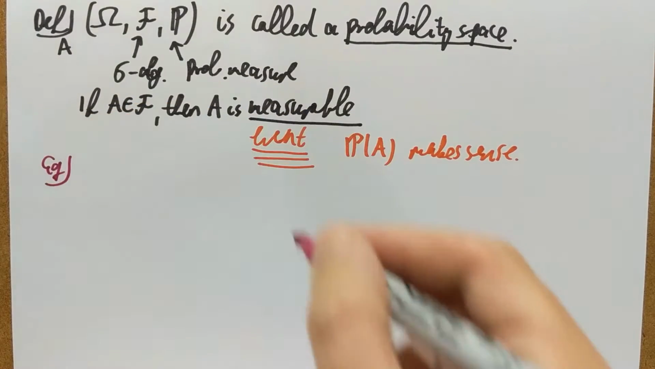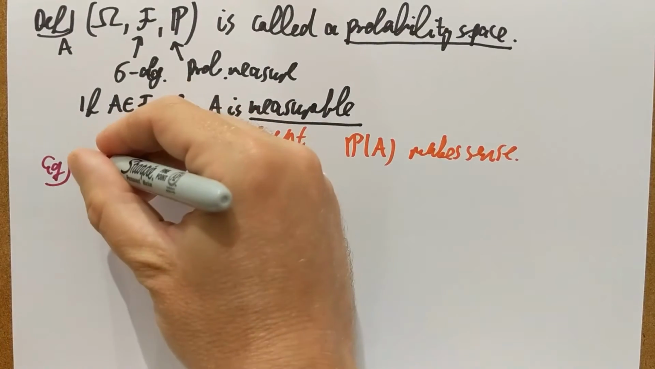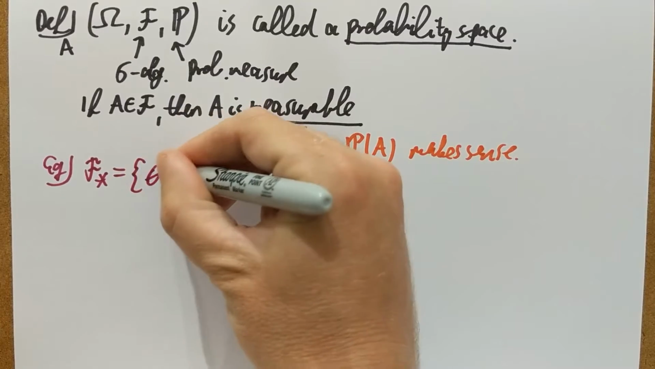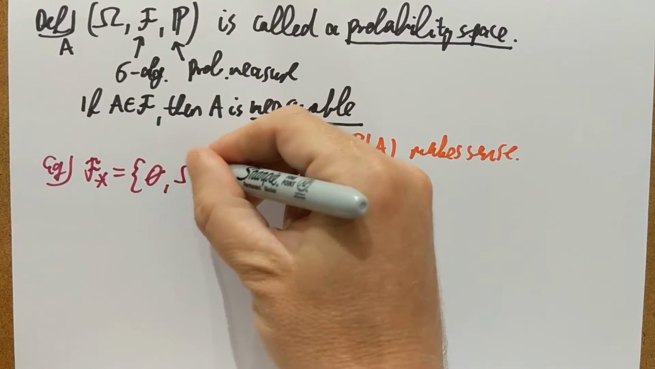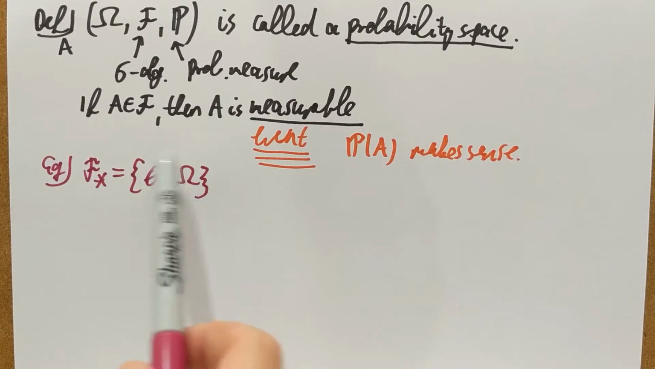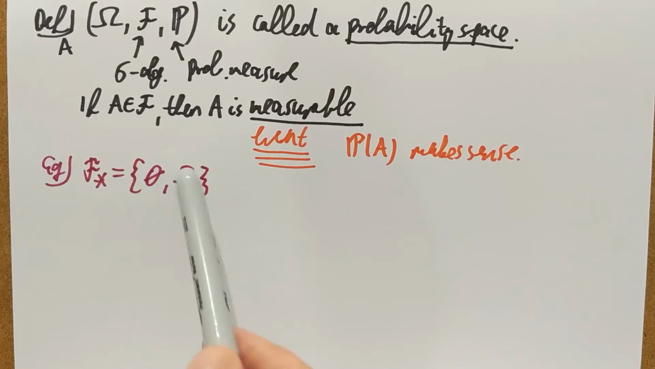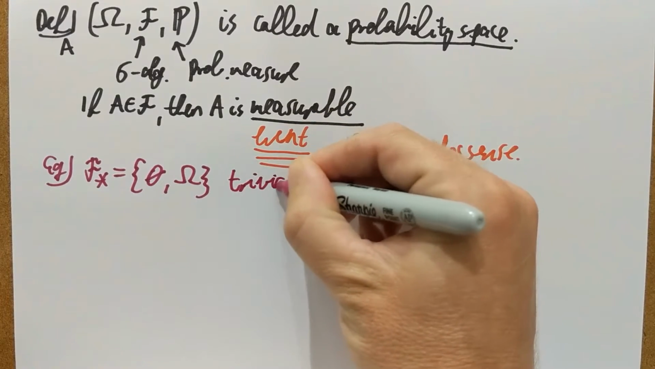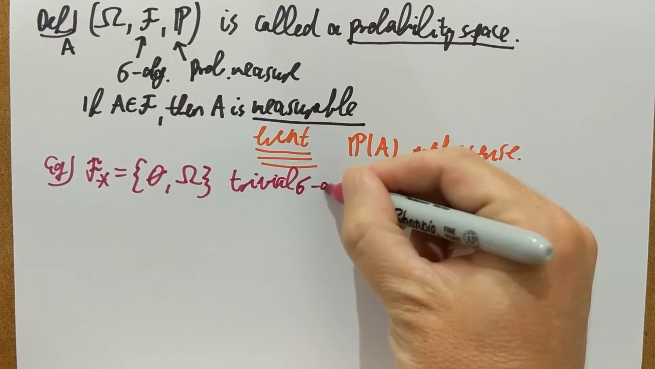Okay, so what I want to do next is several examples. The first example I want to tell you about is a very simple one. F star, which has the empty set and it has omega. If you go back to the definition of a sigma algebra, you easily convince yourself that these two have to be in a sigma algebra. Omega by definition, and if you take the complement of omega you get the empty set. And it's also easy to convince yourself that if you have these two in your sigma algebra, then it actually satisfies all the properties we need. This is called the trivial sigma algebra.